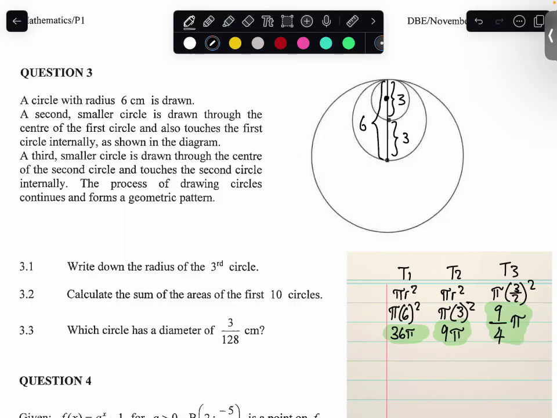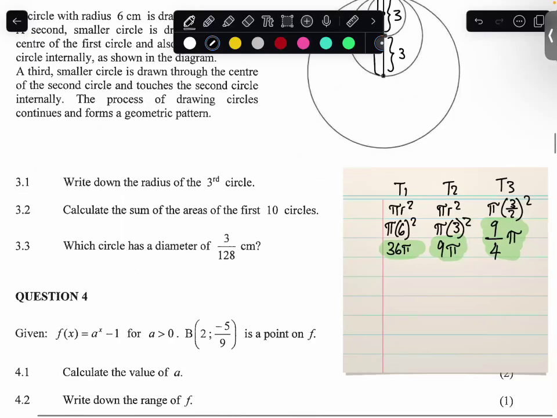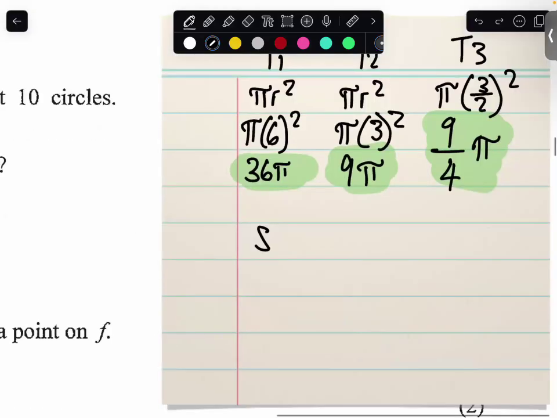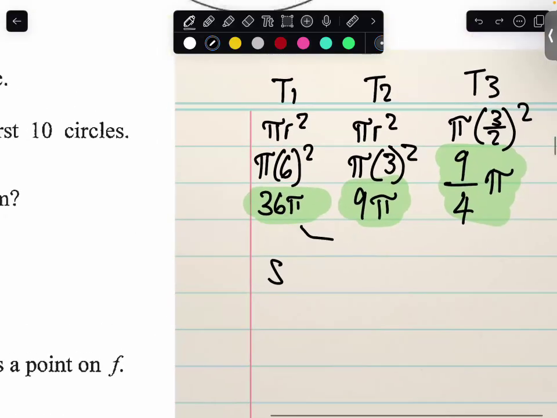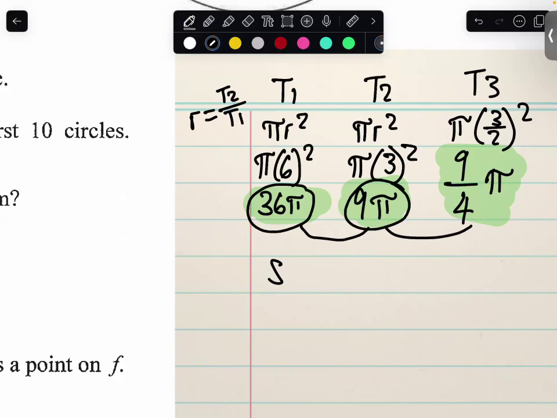So they are asking me to calculate the sum of the areas of the first 10 circles. So I'm going to calculate S10. But before we do that, let's write down the formula for a geometric pattern, because this is geometric. You're multiplying by 1 over 4 the entire time. How did I get 1 over 4? To get r, your common ratio, what you're multiplying by the entire time, it's T2 over T1. 9 pi over 36 pi. The pi's cancel out. 9 over 36 is 1 over 4.